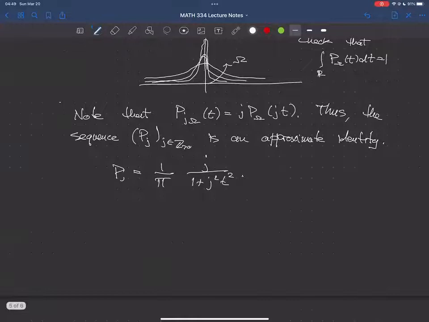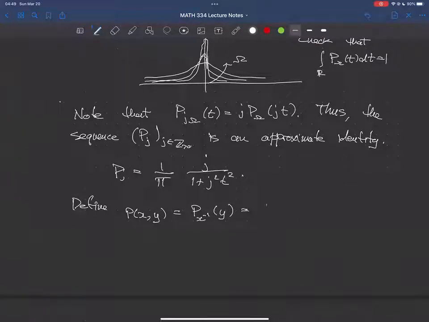Now define P of X and Y. Like I said, I'm going to replace omega with 1 over omega, so the role of omega here is played by X. So this is P of 1 over X, that's our omega, of Y, and if you do the substitutions, this is 1 over pi times X over X squared plus Y squared. So now you get a function of 2 variables, and the role of omega going to infinity is replaced by X going to 0.